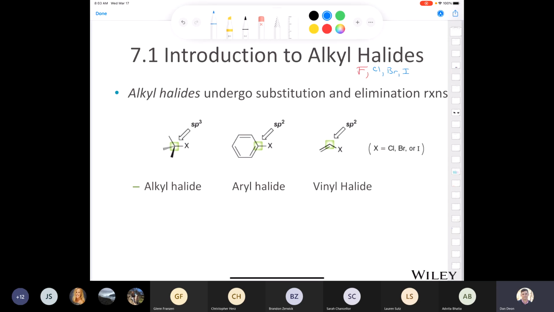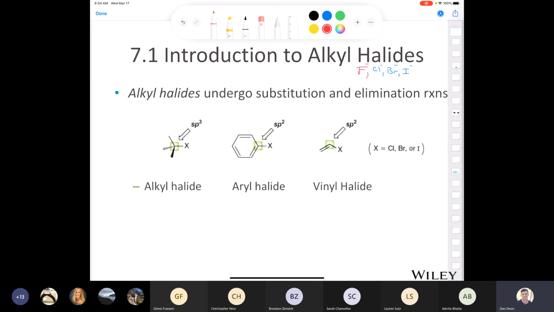Those are the halogens. If they have a negative charge, then they would be halides. So we have chloride, bromide, iodide, and fluoride, of course. Now, in terms of alkyl halides that we're going to look at in this chapter, we're going to look mostly at chlorides, bromides, and iodides. Fluorides will come up from time to time, and there's a good reason why we look at chlorides, bromides, and iodides more.